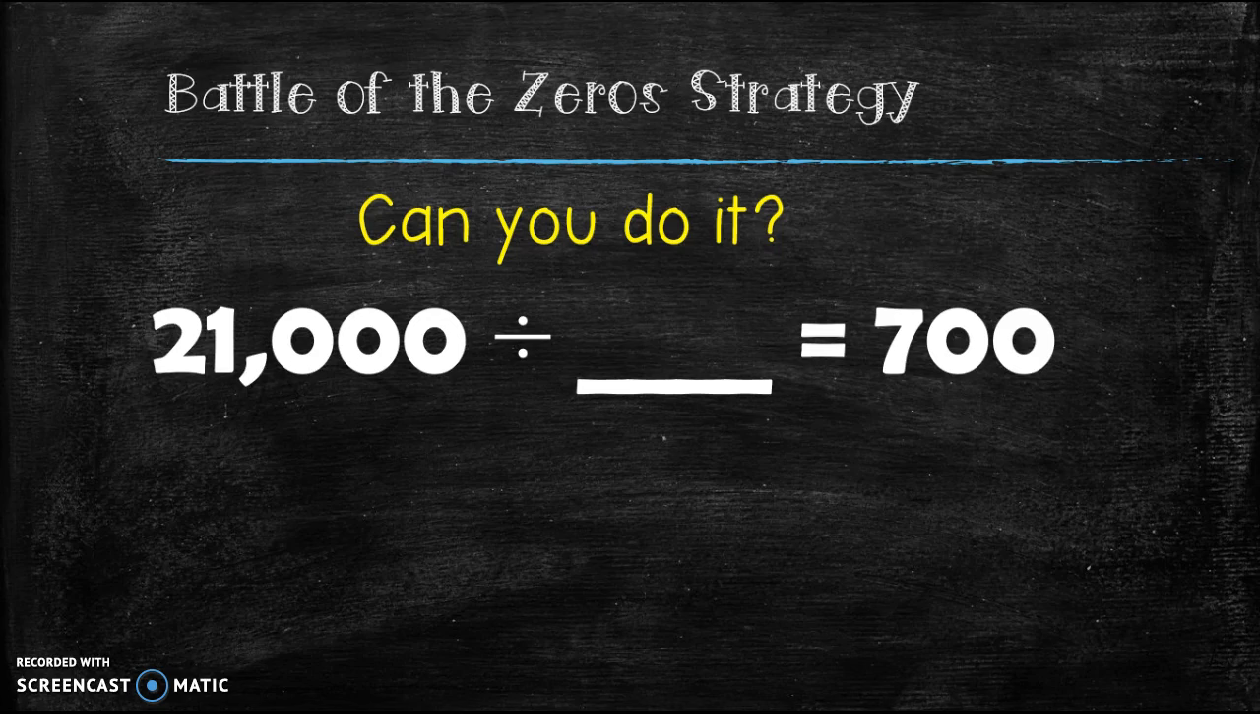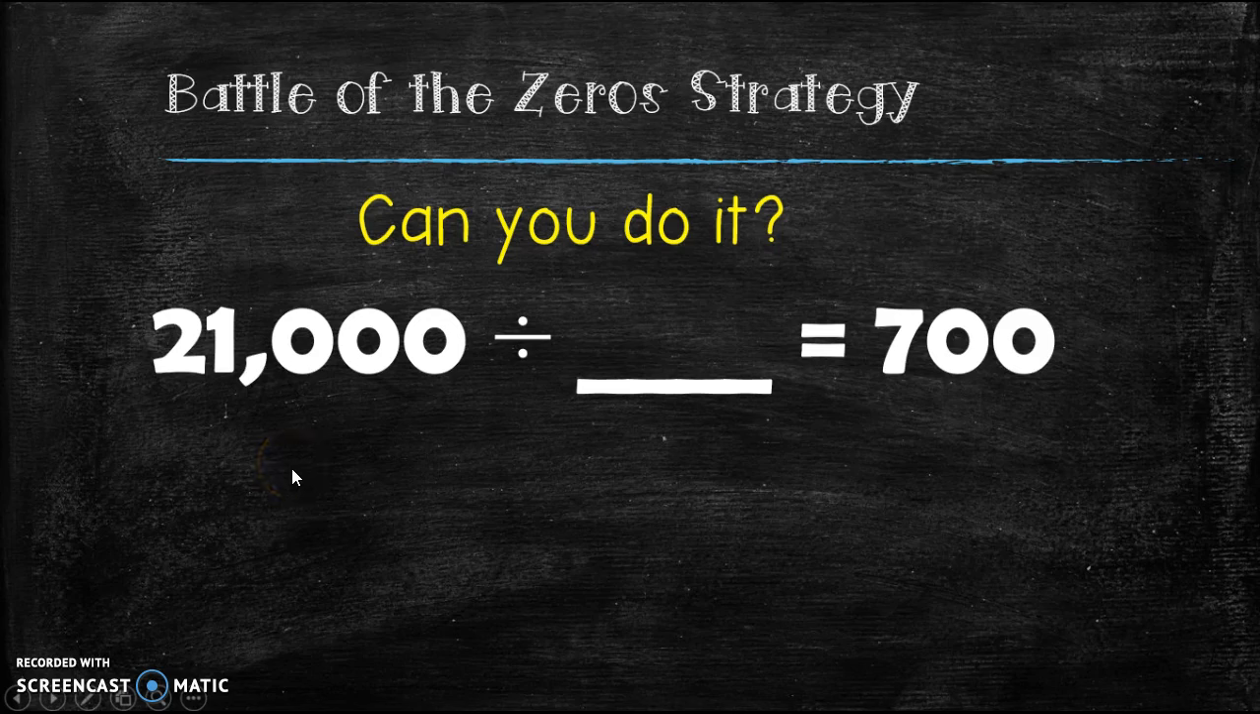Now this one's a little bit harder. Can you do it? Oh, it's a little bit different this time. So now we're finding 21,000 divided by what number equals 700? How could we do this? Why don't you go ahead and pause the video, see if you can find the answer, and then come back and let's see if we have the same one. Okay, coming back in 3, 2, 1.